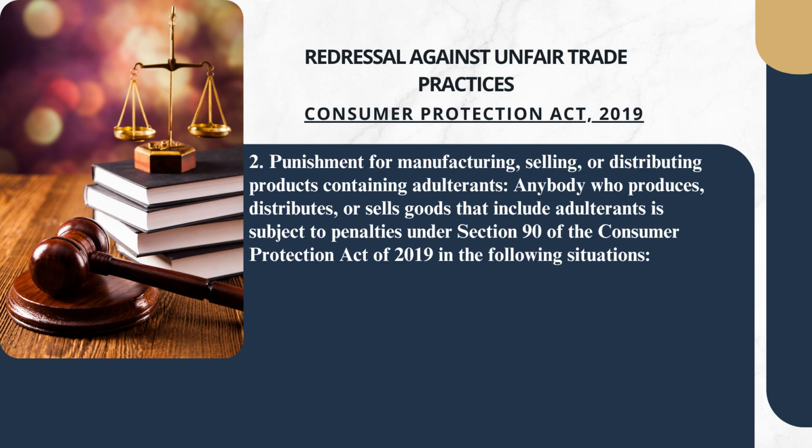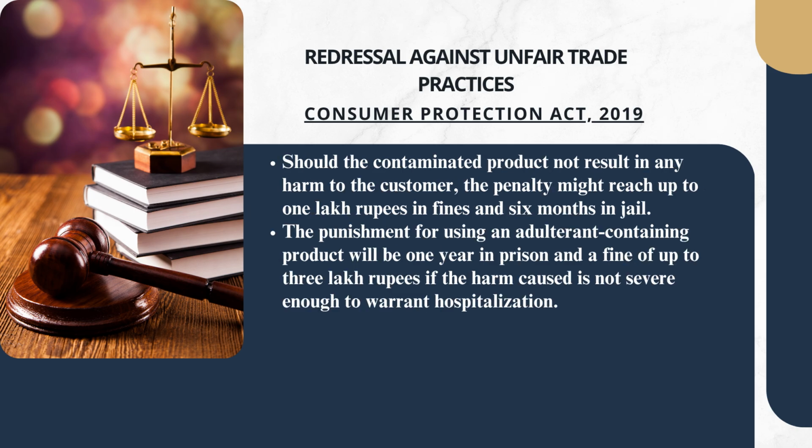Next, punishment for manufacturing, selling or distributing products containing adulterants. Now, anybody who produces, distributes or sells goods that include adulterants is subject to penalties under Section 90 of the Consumer Protection Act of 2019 in the following situations. First is, should the contaminated product not result in any harm to the consumer, the penalty might reach up to 1 lakh rupees in fines and 6 months in jail.